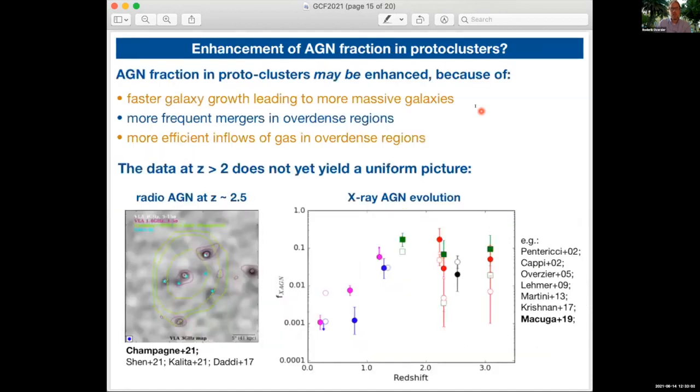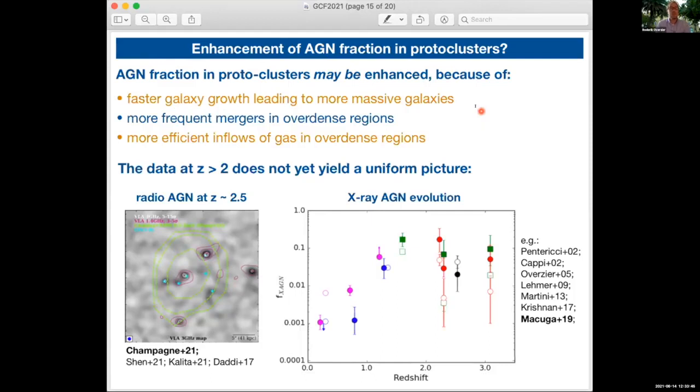Some topics that keep coming back in the study of clusters and protoclusters are topics such as the enhancement of the AGN fraction. We may expect that AGN are enhanced in protoclusters, for example, because faster galaxy growth leads to more massive galaxies, and more massive galaxies tend to be more frequently active. More frequent mergers may happen in overdense regions, or more efficient inflows of gas may trigger AGN. However, the data, I think, above redshift 2 does not yield a uniform picture yet.